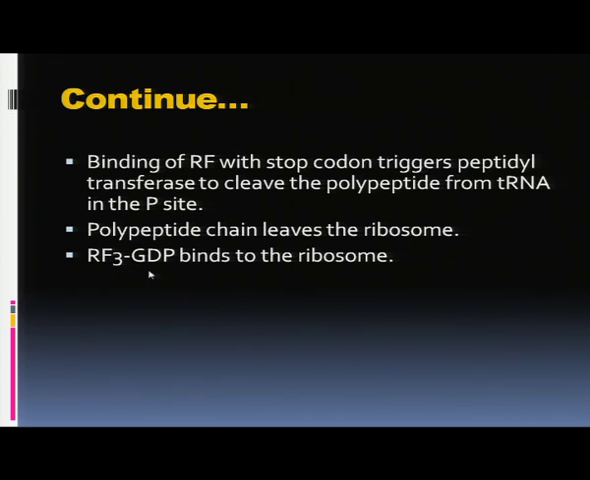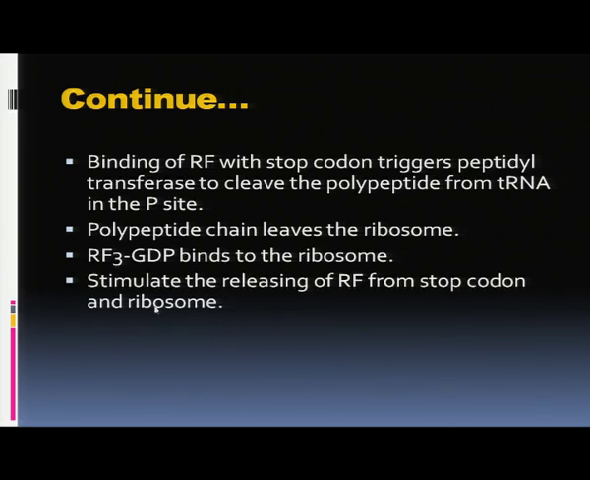Release factor 3 along with GDP binds to the ribosome. This stimulates the release of the release factor from the stop codon and ribosome. When release factor 3 with GDP binds with the ribosome, it stimulates the release of the release factor from the stop codon and ribosome. Now, GTP replaces the GDP. This GDP which is attached with release factor 3 will be replaced by a GTP molecule.